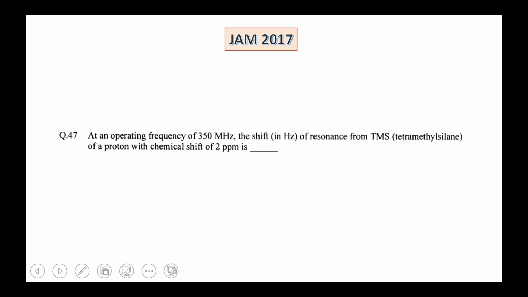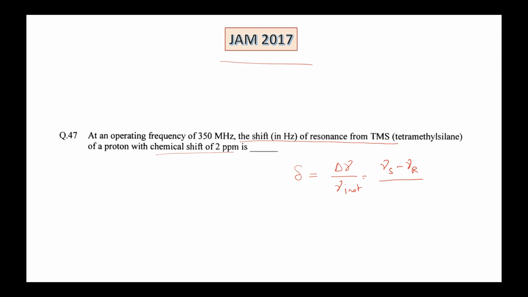Last question. Next is JAM 2017 question. They've asked for the shift in resonance of a proton from TMS, provided the chemical shift is 2 ppm. So we know the formula for delta. Delta is equal to delta nu by nu of the instrument, where delta nu is the shift of the sample from the reference, which is TMS, followed by the operating frequency, which is given in megahertz. So the numerator is in hertz, denominator is in megahertz. It is given as 350 megahertz.